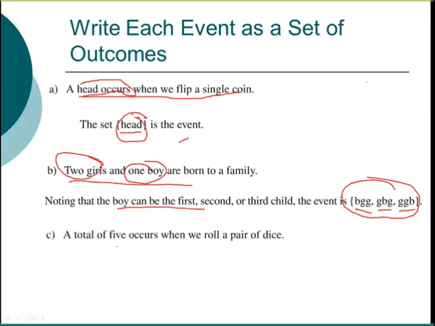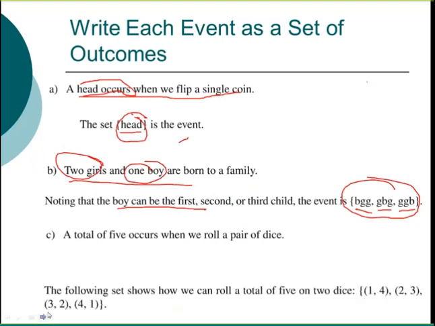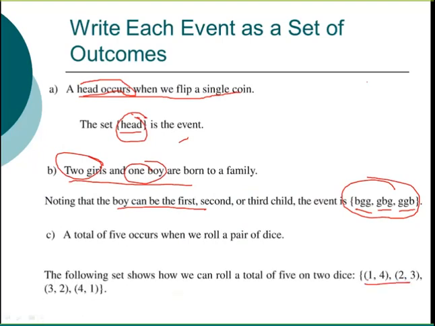And then we've got a total of 5 occurs when you roll a pair of dice. This goes back to the last lesson, where you have where 5 comes up, and that was just listing all the different ways to get a 5 from the table. So we've got 1, 4; 2, 3; 3, 2; 4, 1. Those are the different ways that you can roll a 5 with a pair of dice.